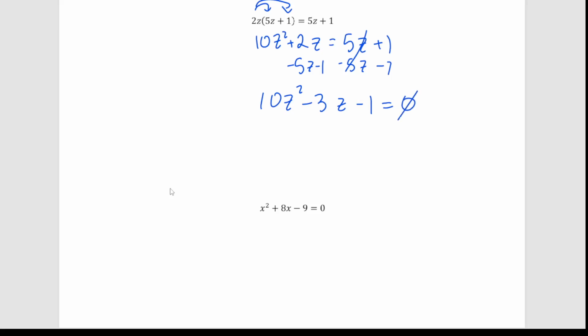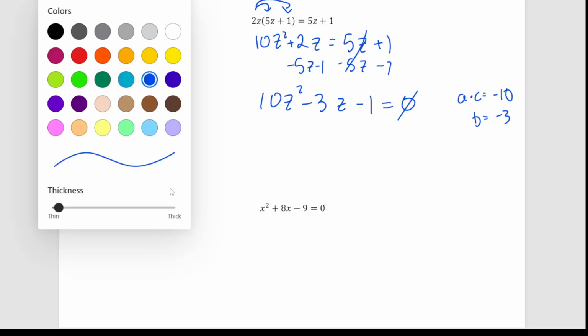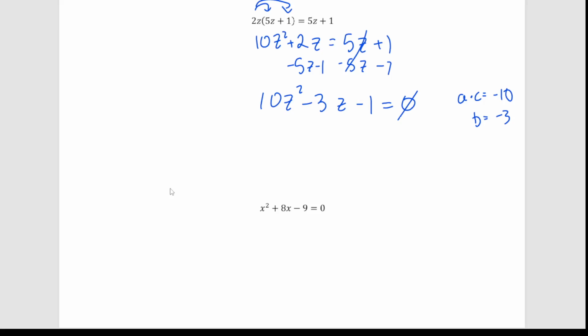Now this is a case where my leading coefficient is not 1, so I've got to use the AC method. So a times c in this case is negative 10. b in this case is negative 3, so I want to multiply to negative 10 and add to negative 3. That in particular will be negative 5 and positive 2. So I'm going to break down that middle term into negative 5 and positive 2. Drop down everything else. Now I'm going to go ahead and start my factoring by grouping process.